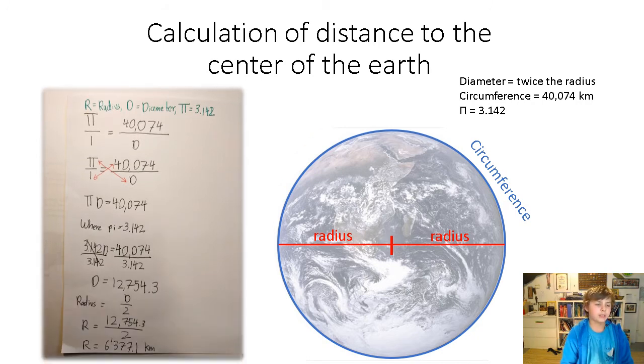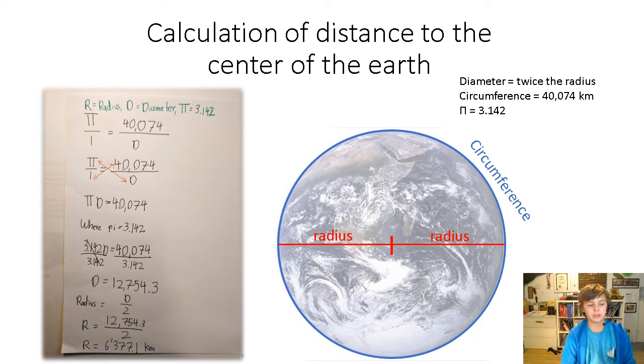You have the equation pi equals 40,074 kilometers divided by the diameter. Cross multiply that and you get pi d equals 40,074 kilometers. Where pi equals 3.142, you sub that into the equation and you get d equals 40,074 kilometers divided by 3.142. So the diameter ends up equaling 12,754.3 kilometers. The radius is the diameter divided by 2.